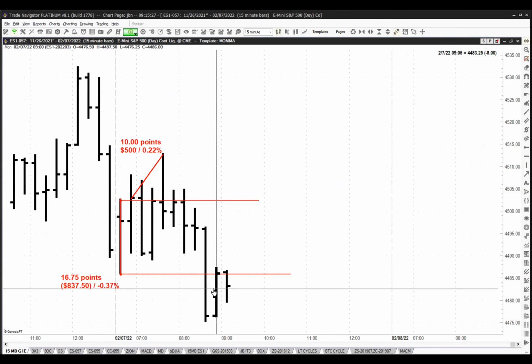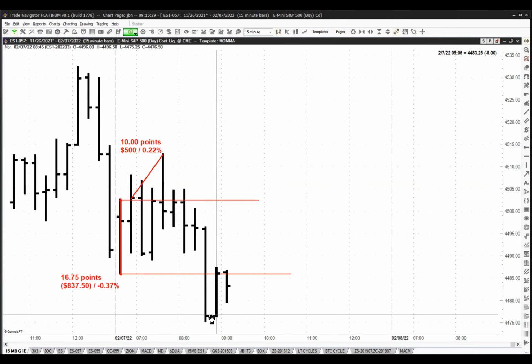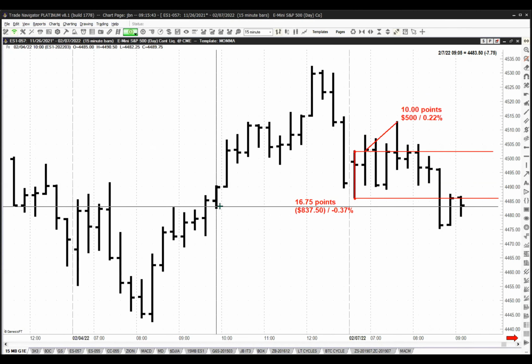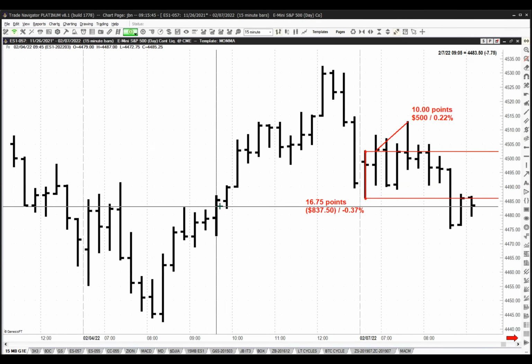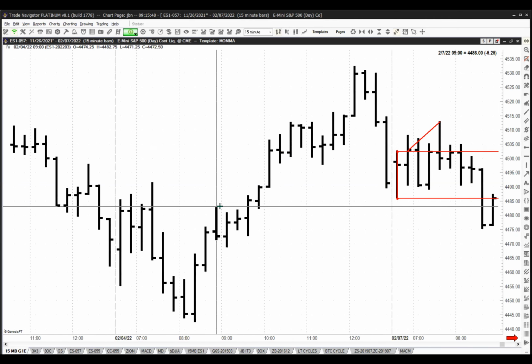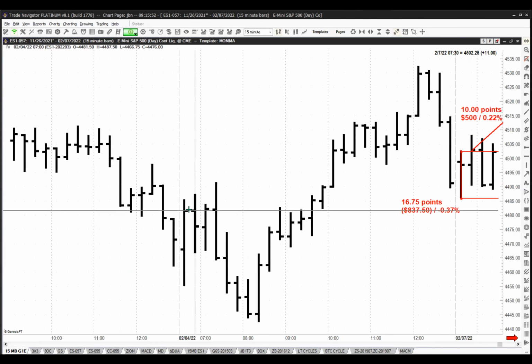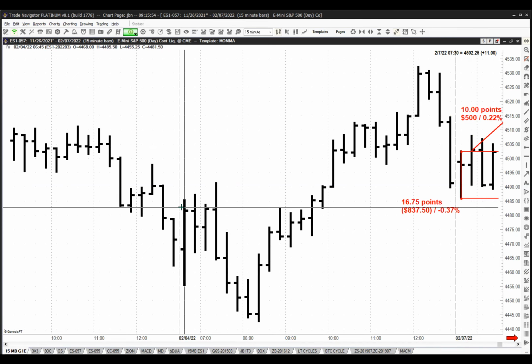Now, the next trade gave a short. We are now short the market, waiting for the first profit target, the stop being a 15-minute close above this high. Let's go to the previous day. So let's go to Friday of last week. So here is the beginning of the day, Friday, the 4th of February.